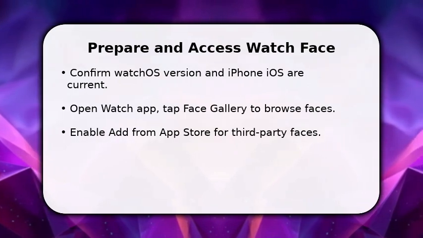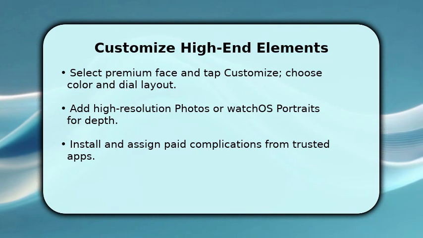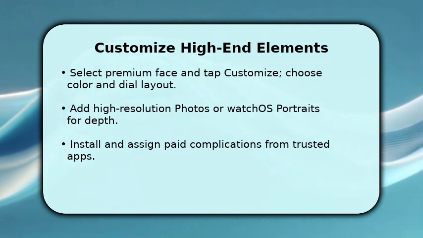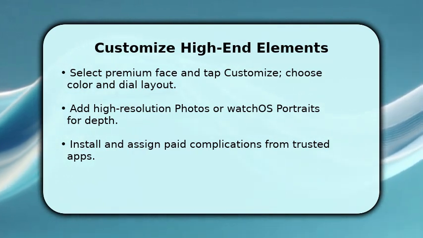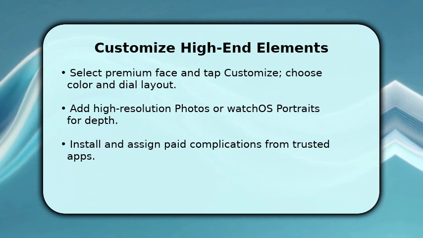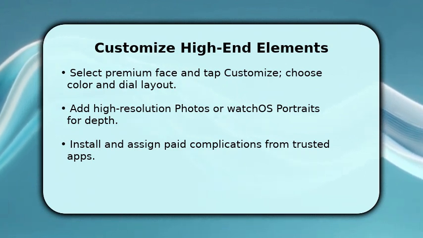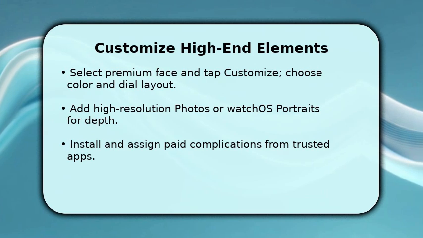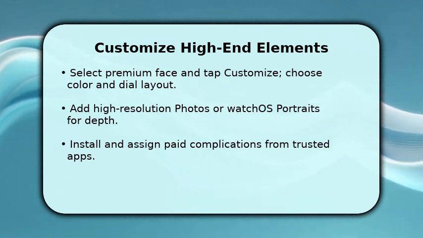Now you pick a premium base face, chronograph, modular, or portrait, and tap Customize to edit layers. You set colors, typefaces, and complication slots. Choose contrasting metallic tones or monochrome palettes for a luxury feel. Then import a high-resolution image or use portrait mode to create depth behind hands.